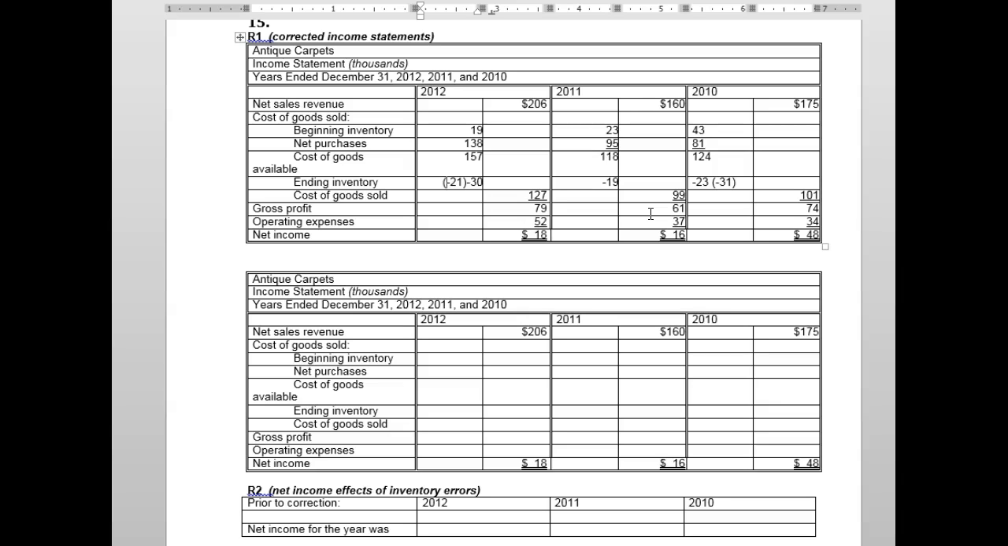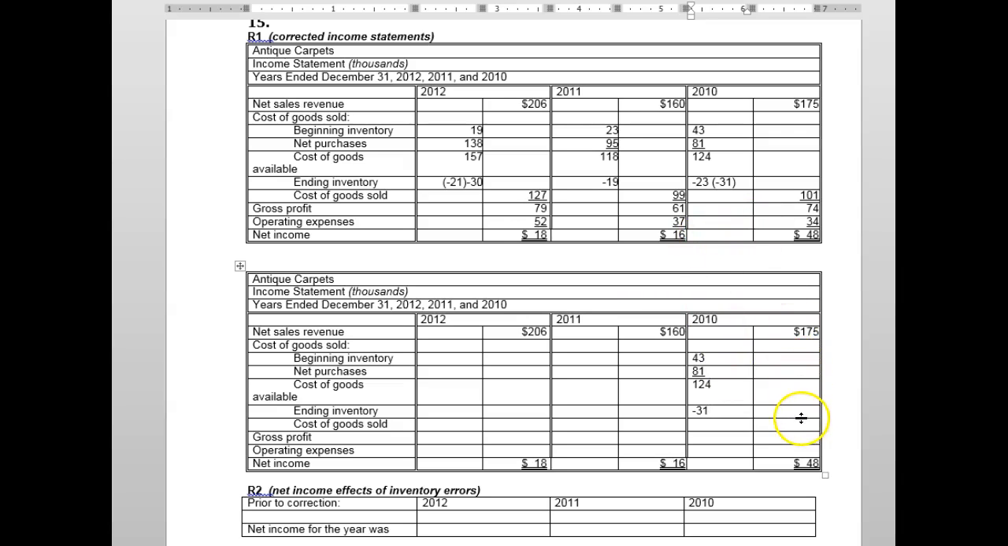Now, one thing you have to do is do these step by step. So, which one would have been done first? Well, the 2010, and then it would have carried forward, right? So, let's do this. Let's just start here, yeah. So, let's plug in some numbers. This was 43. This was 81. This was 124. Instead of being 23, that ending inventory should have been 31.